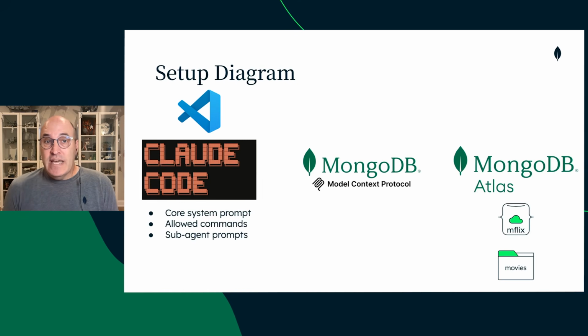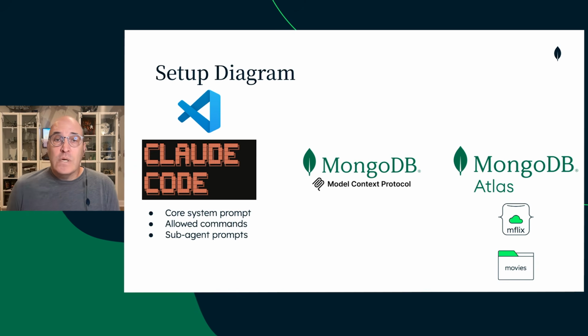Here's a diagram of the setup we're going to be using. On the far right, we're going to be using that mflix sample database that comes with any free forever account that you can put on MongoDB Atlas. And specifically, there's a movies collection in that mflix database that we're going to be creating a MEAN stack application to allow you to browse the 21,000 movies that are in that collection.